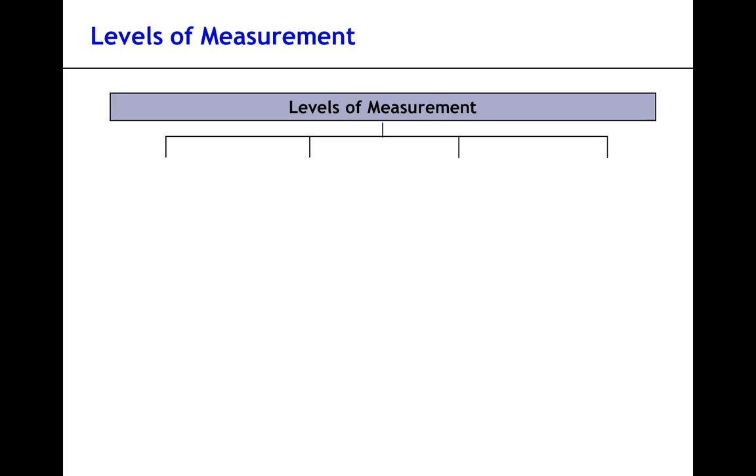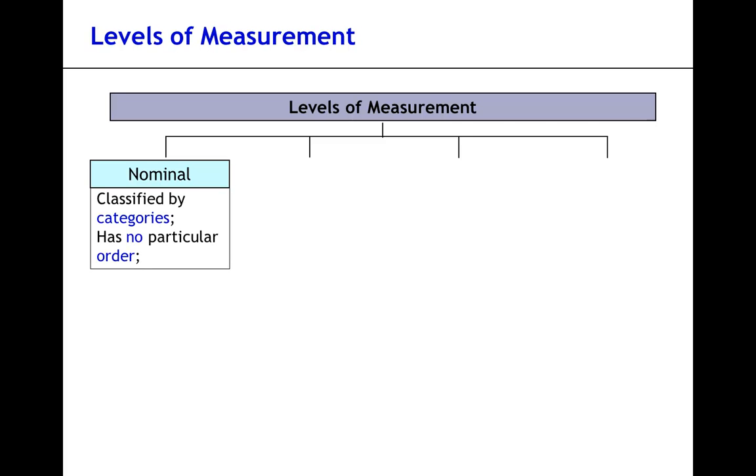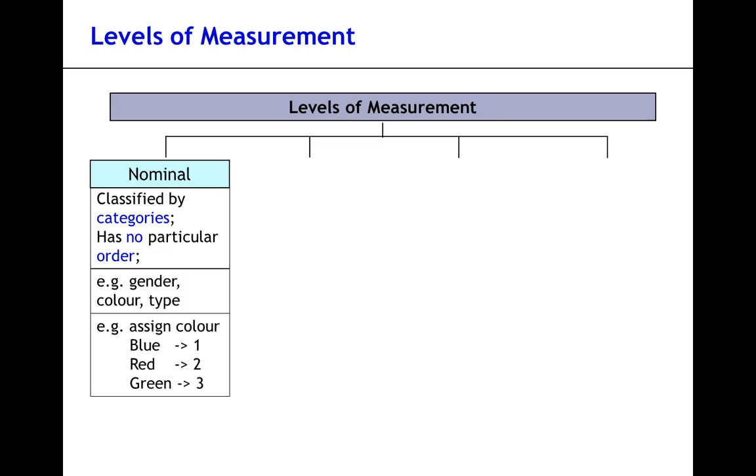The first level of measurement is the nominal scale. This is good for data that are classified by categories, and the categories have no particular order or ranking. Examples of data with nominal scales are gender, color, and type. When doing data analysis, the computer may assign each color to a number. For example, blue may be assigned to 1, red may be assigned to 2, and green may be assigned to 3.